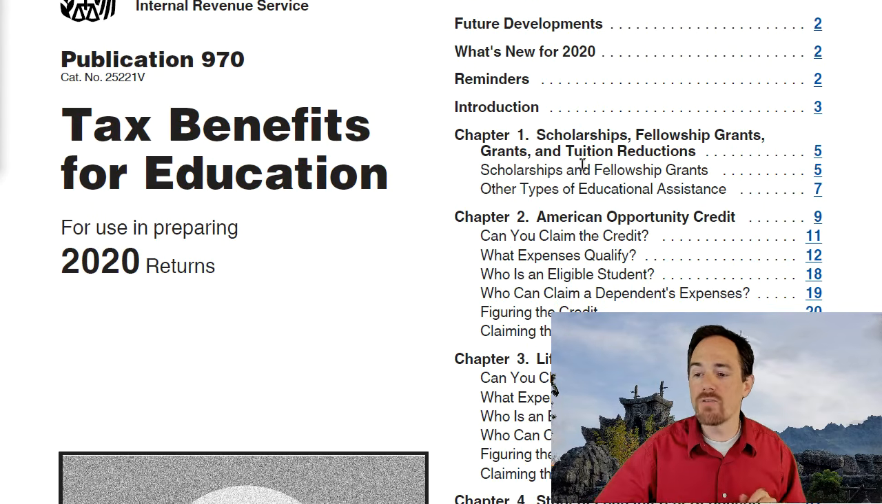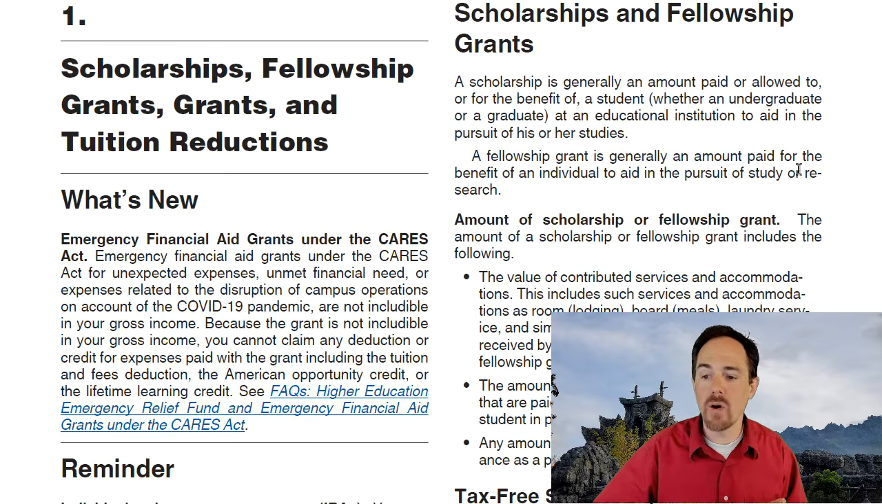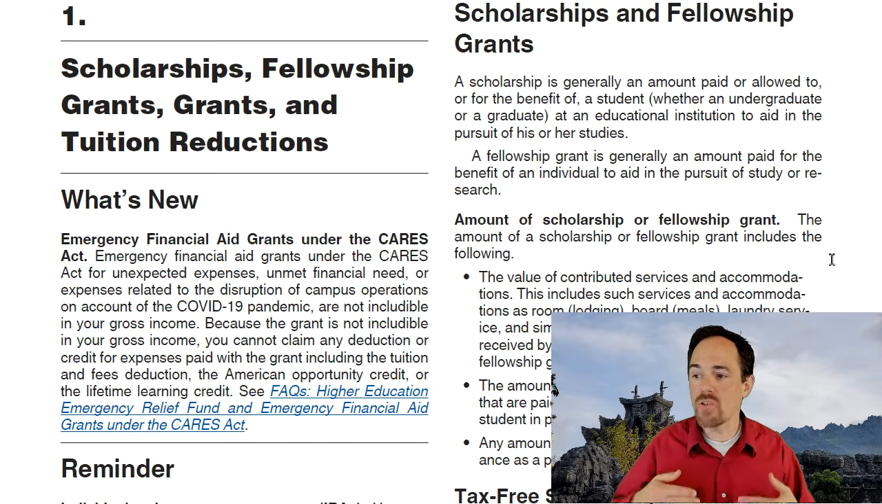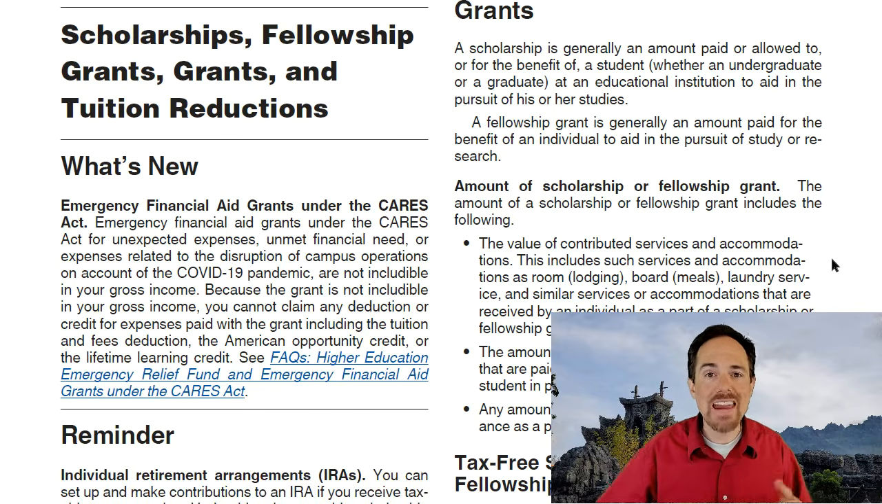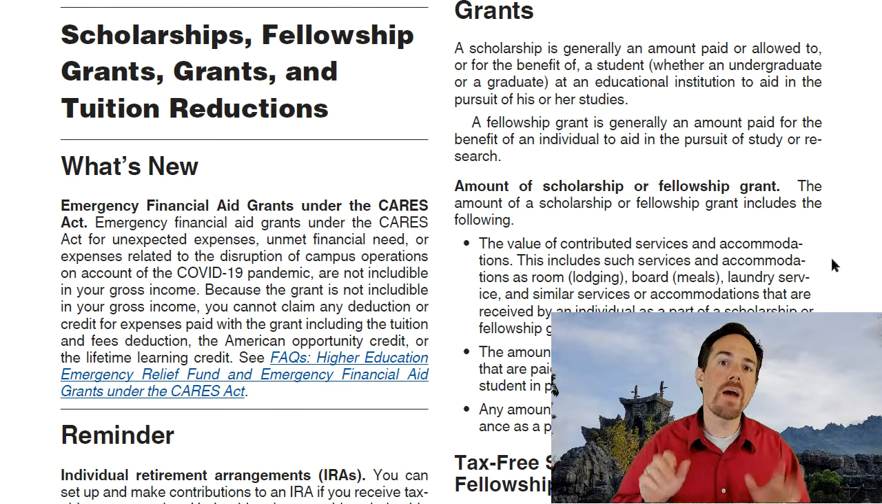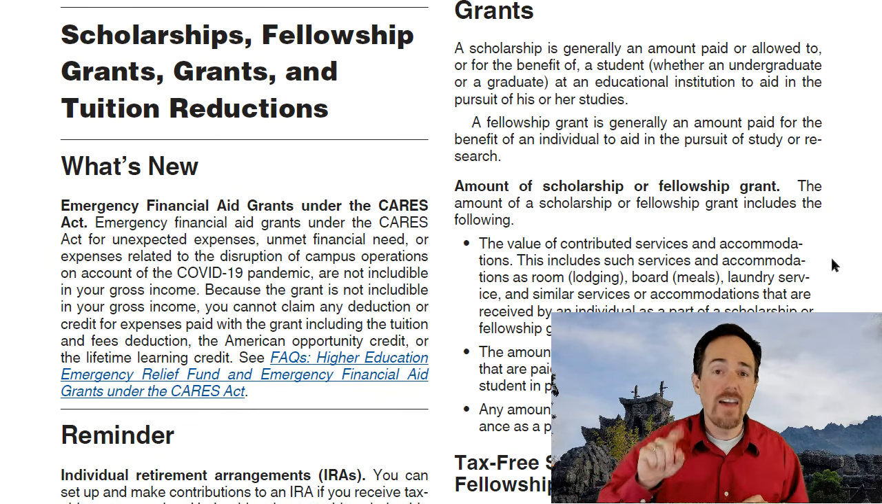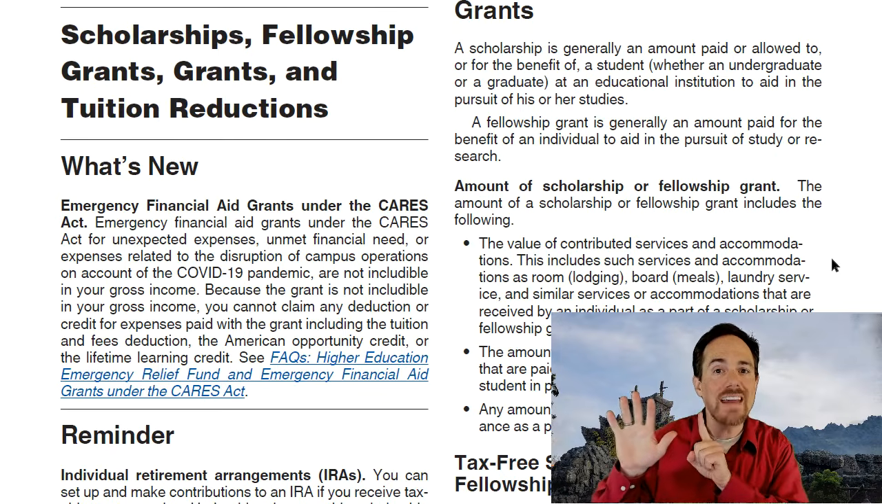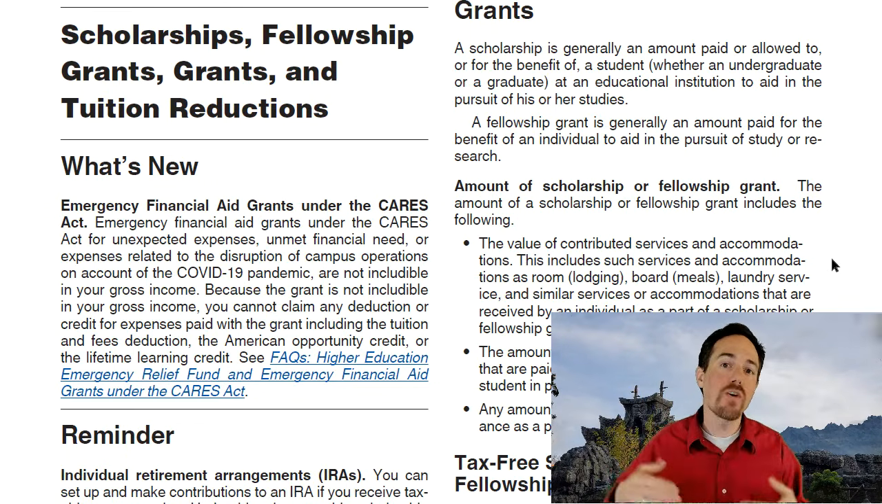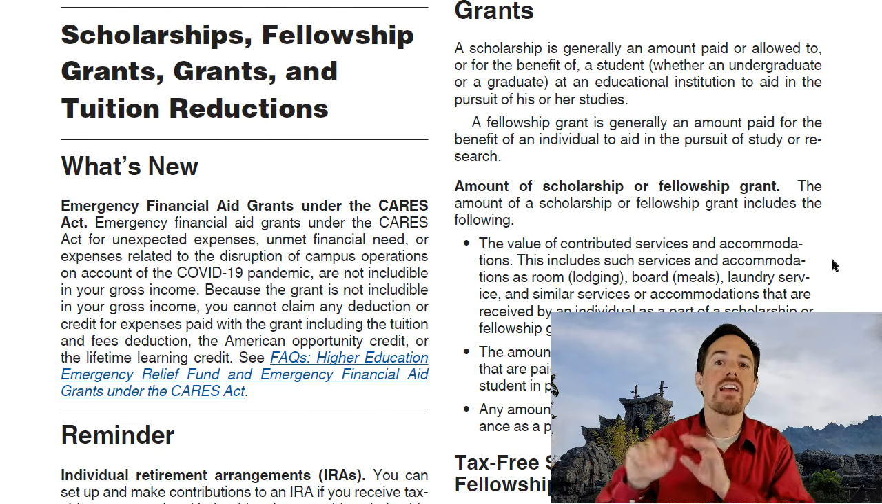In Chapter 1 of Tax Benefits for Education, it talks about what to do with scholarships and grants. And it basically says that a scholarship or a grant is typically not taxable in the amount up to what you paid for qualified school expenses, qualified tuition and related expenses. That's that number in box 1. So if you paid $5,000 in tuition and you paid another $1,000 in required books, that's your $6,000 of qualified education expenses. And your first $6,000 of scholarships then are generally not taxable.